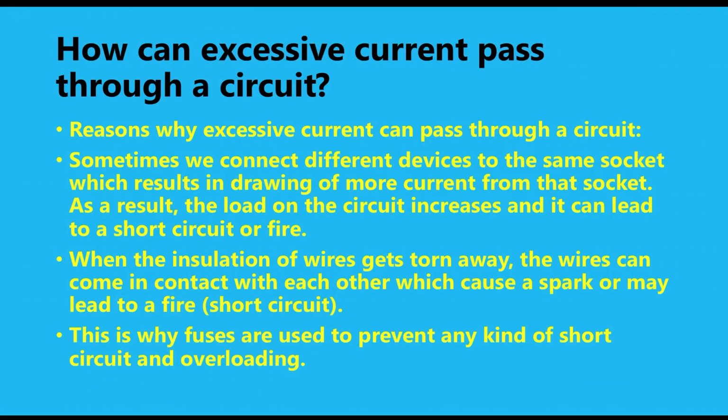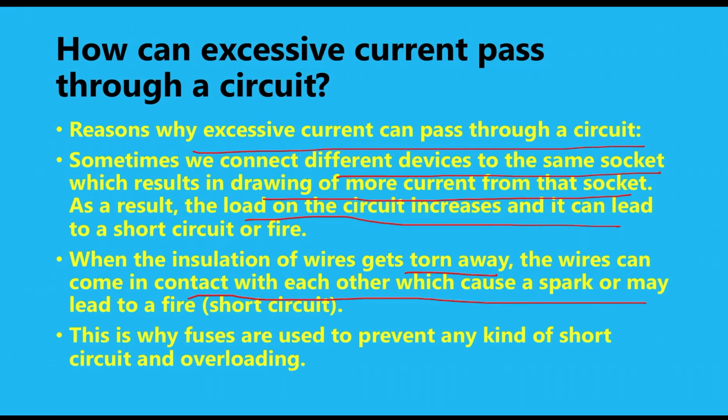How can excessive current pass through a circuit? Reason why excess current can pass through a circuit: sometimes we connect different devices to the same socket, which results in drawing of more current. Sometimes we put 2-3 plugs in the same socket. This results in overloading and short circuiting. When the insulation of wire gets torn away and the wires come in contact with each other, a spark may occur, leading to fire. This is why fuses are used to prevent short circuiting and overloading.